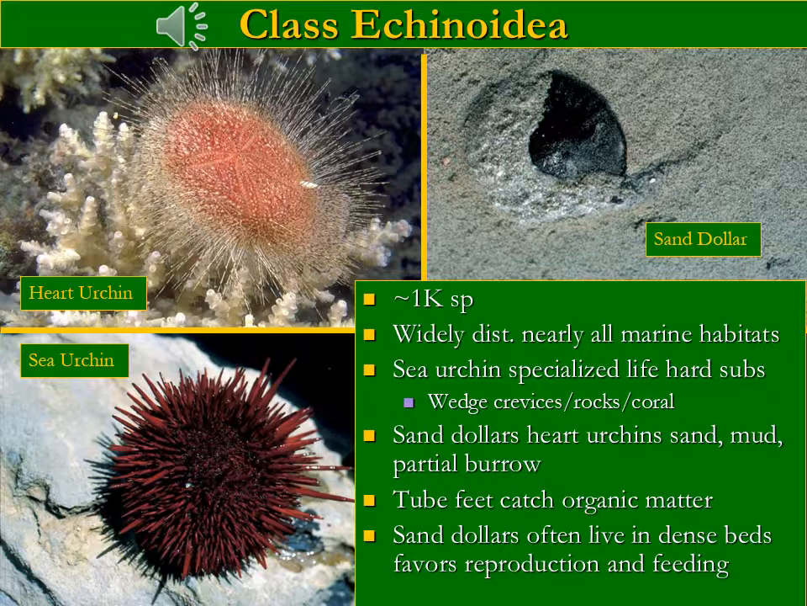The sea urchins like harder substrates, like rocks and corals, and they use those spines to wedge themselves in between crevices in rocks and corals, and they can stay protected within those crevices. In some cases, the spines on the sea urchins are venomous, and if you step on one, it can be quite painful. The sand dollars and the heart urchins like sandy or muddy substrates, and they, of course, certainly in the case of the sand dollars, like to burrow.